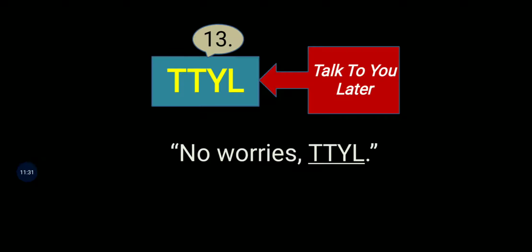Next, TTYL, talk to you later. Again used for online chat groups and messengers, TTYL would certainly mean that you're communicating that you may be busy or you need to address something else at the moment and you cannot continue the conversation, and so you wish to take a break and tell them that you would talk to them later. So for example, here we have: no worries, TTYL, that is, talk to you later.